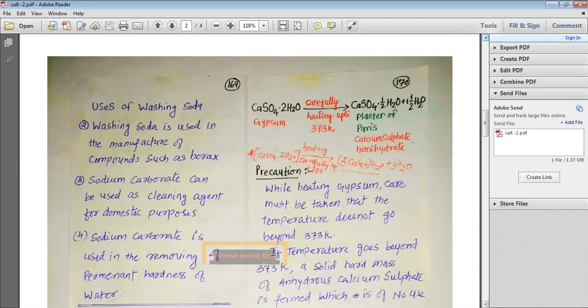So plaster of Paris is prepared from gypsum. Your gypsum is CaSO4 into 2H2O. We do a careful heating up to 373 Kelvin. My dear students, you need to remember here that the temperature must not go above 373 Kelvin. If the temperature goes above 373 Kelvin, we won't get plaster of Paris. Something other than plaster of Paris is prepared by this reaction. So we have to be very careful that we heat it only up to 373 Kelvin. So we get CaSO4 into 1 by 2 H2O, which is known as the plaster of Paris, as well as we get 1.5 H2O.